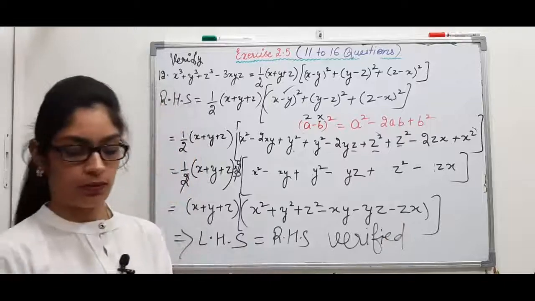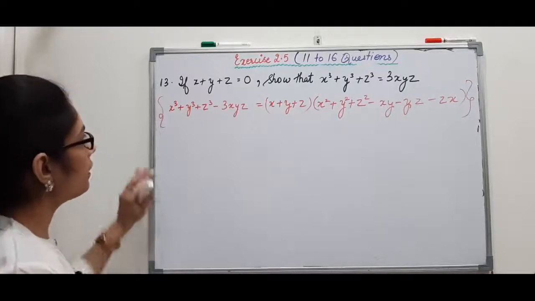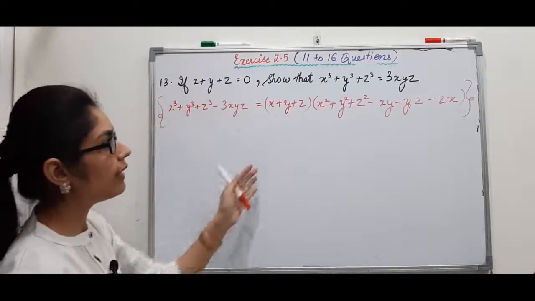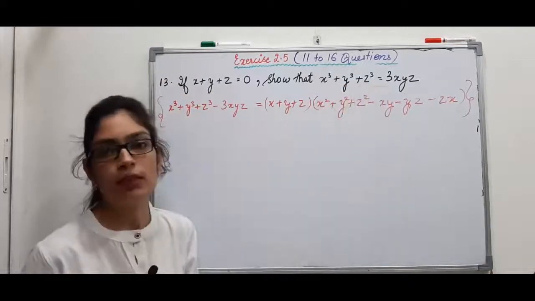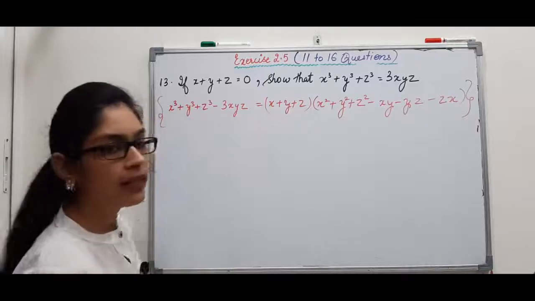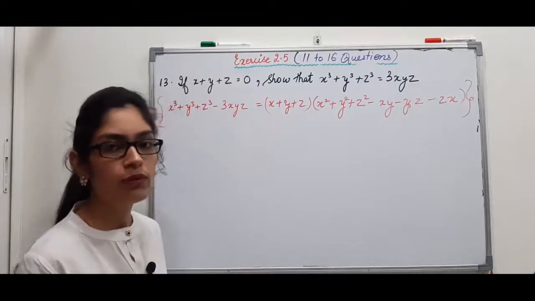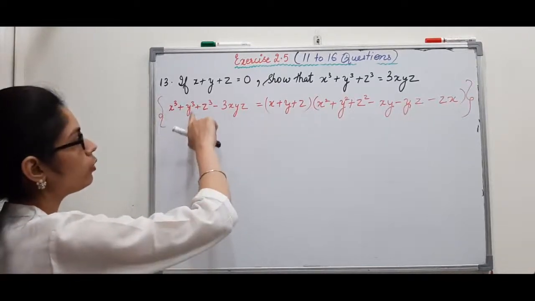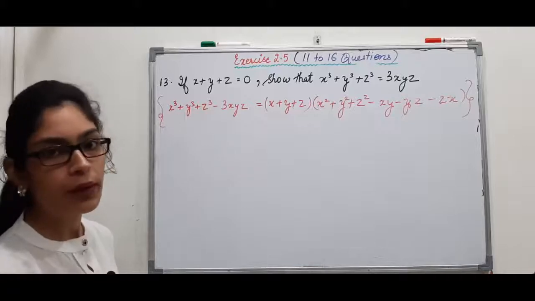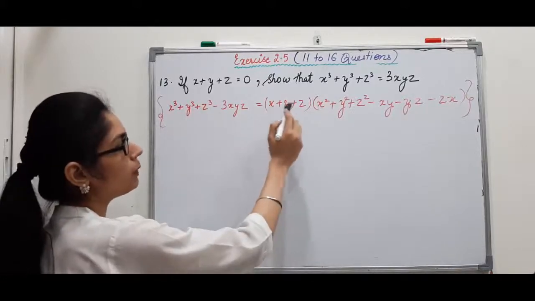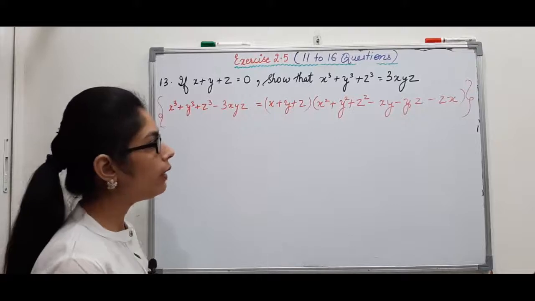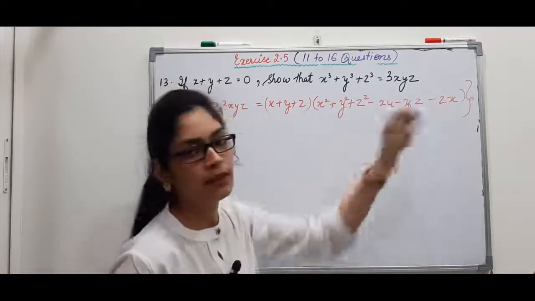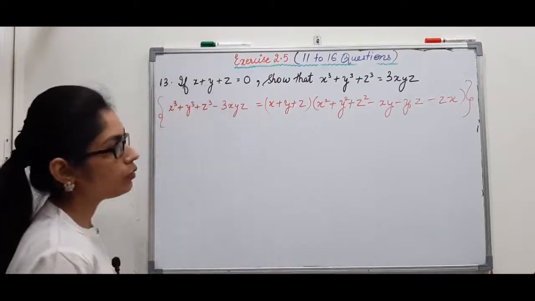Now let's do the next question. In question number 13, it's given if x plus y plus z equals 0, show that x cube plus y cube plus z cube is equal to 3xyz. So again the same identity we have to use, which we have already used in the previous 2 questions. So x cube plus y cube plus z cube minus 3xyz is equal to x plus y plus z into x square plus y square plus z square minus xy minus yz minus zx. This is what we are going to use.